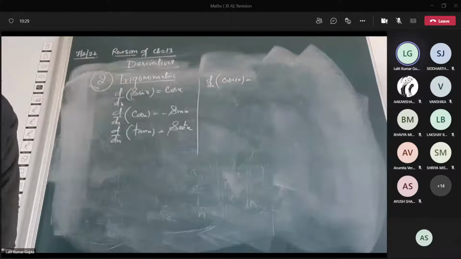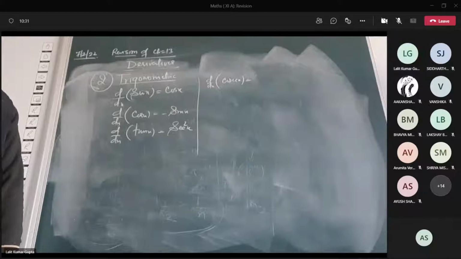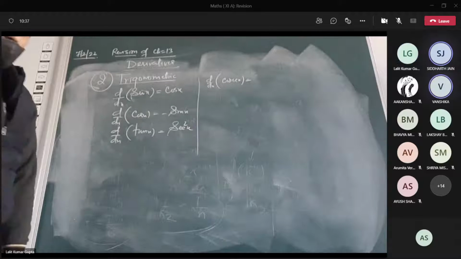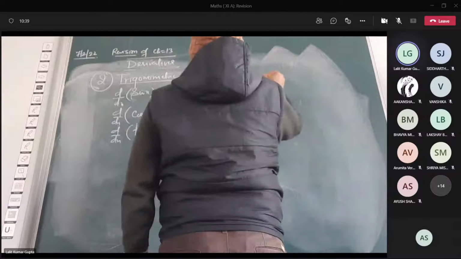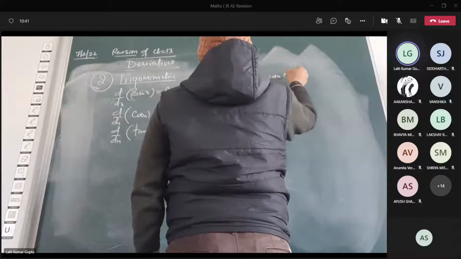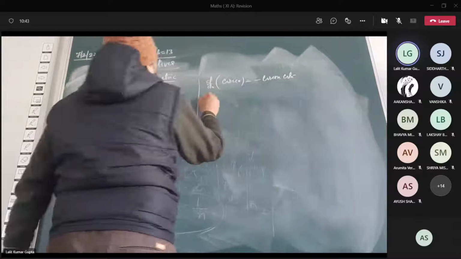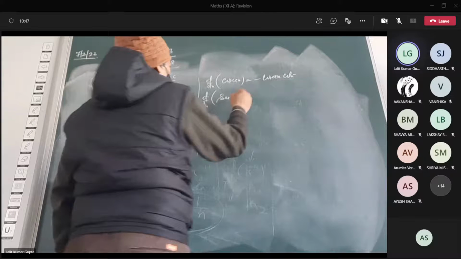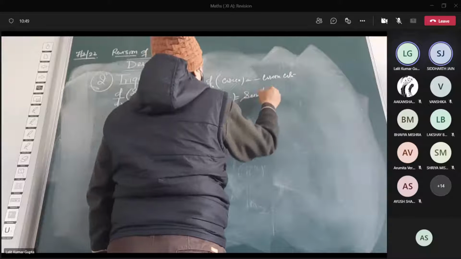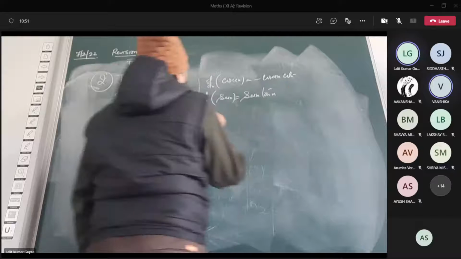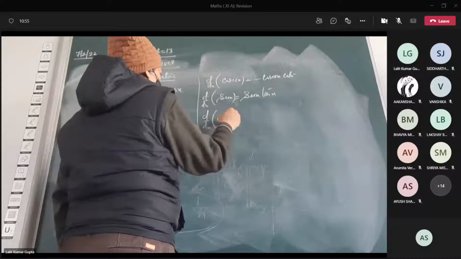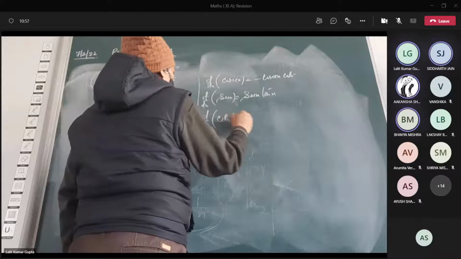d by dx of cosecant x is minus cosecant x into cot x. d by dx of secant x is sec x into tan x. Well, d by dx of cot x, beta, is minus cosec square x.